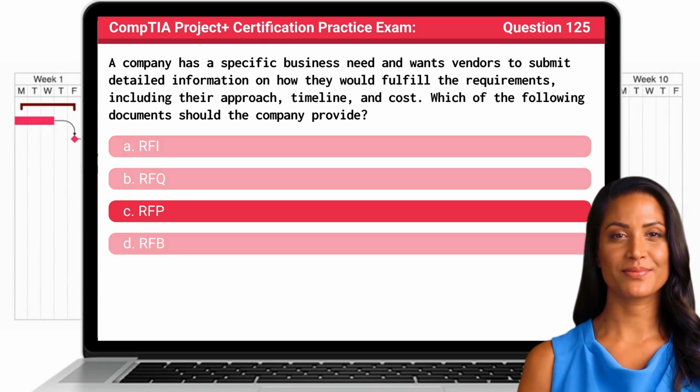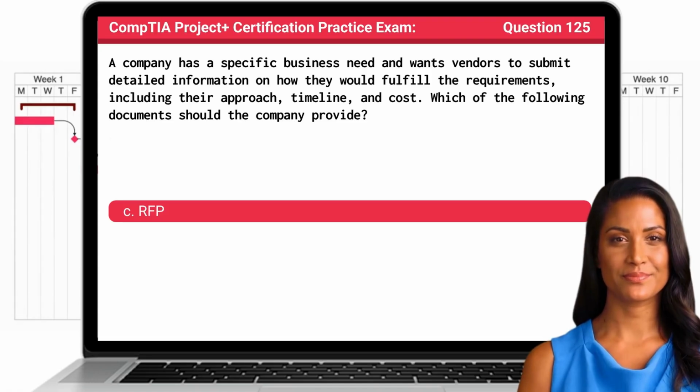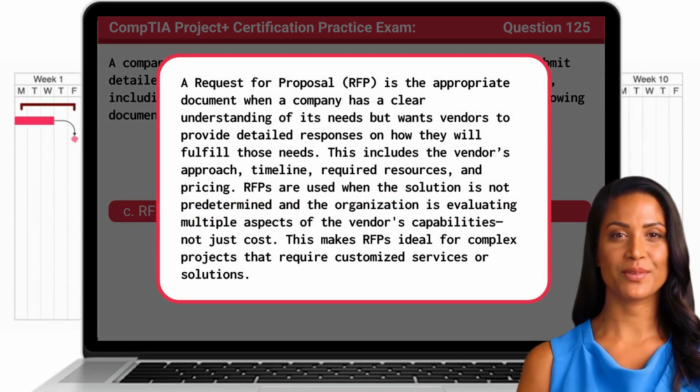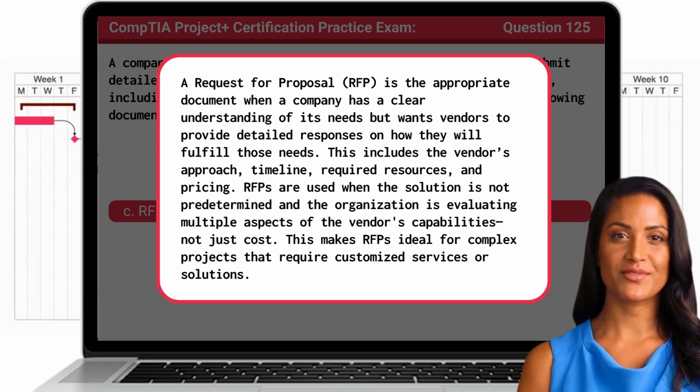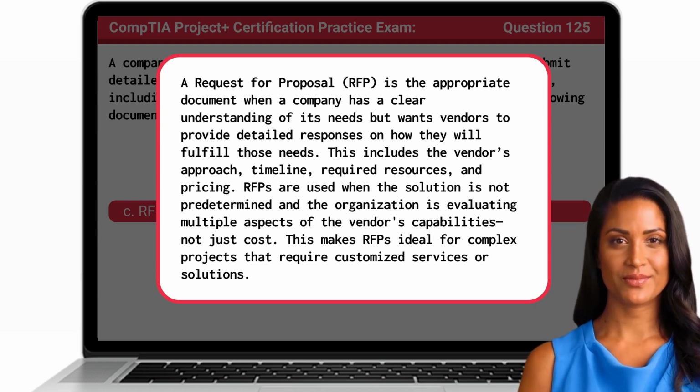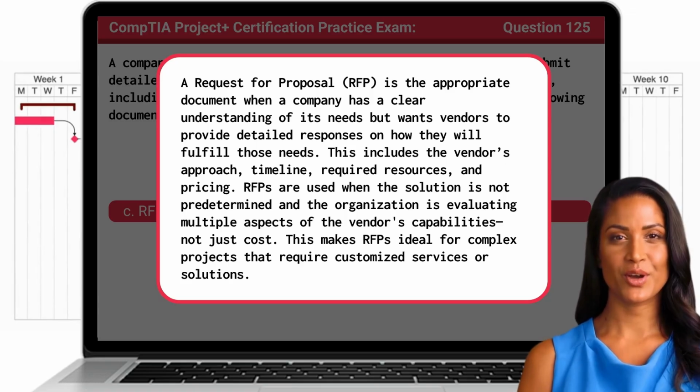The answer is C. RFP. A request for proposal, or RFP, is the appropriate document when a company has a clear understanding of its needs but wants vendors to provide detailed responses on how they will fulfill those needs. This includes the vendor's approach, timeline, required resources, and pricing. RFPs are used when the solution is not predetermined and the organization is evaluating multiple aspects of the vendor's capabilities, not just cost. This makes RFPs ideal for complex projects that require customized services or solutions.